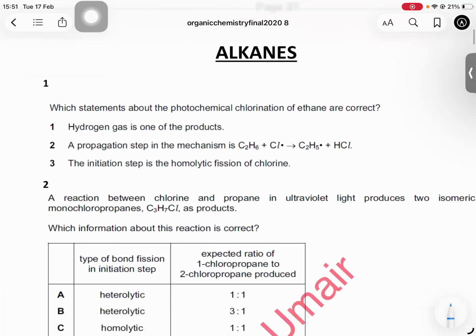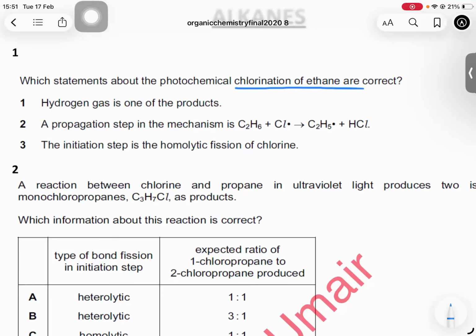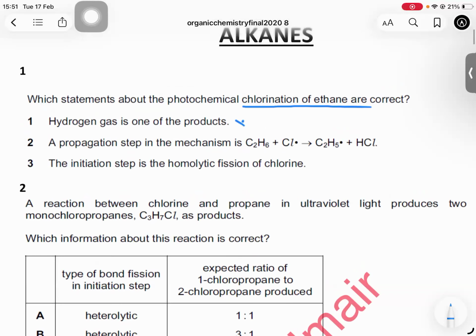Which statements about the photochemical chlorination of ethane are correct? Hydrogen gas is one of the products. No, because when ethane reacts with Cl2, what will form? In the presence of sunlight, C2H5Cl plus HCl.